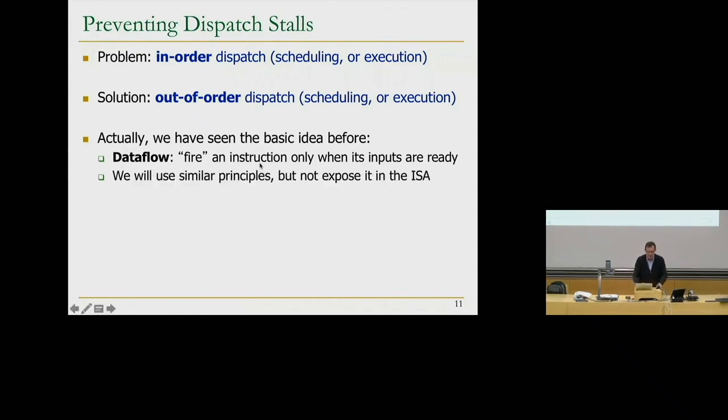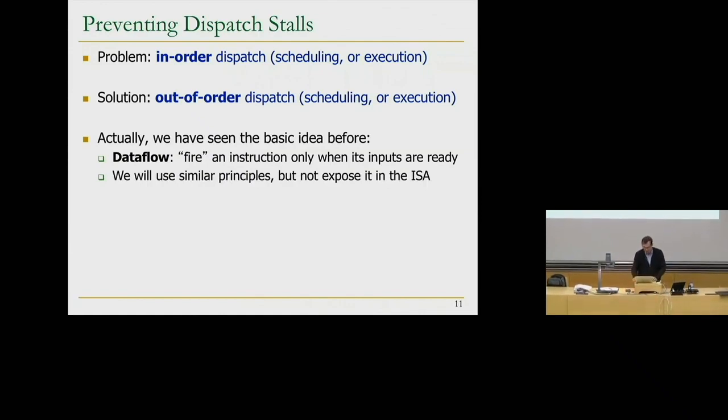So we will use very similar principles, but not exposed in the ISA. We're going to do everything in a von Neumann architecture. Von Neumann architecture says everything needs to be executed sequentially. We're going to break that completely. We're going to execute everything in data flow order, and then we're going to clean up this mess with the reorder buffer that we've discussed.